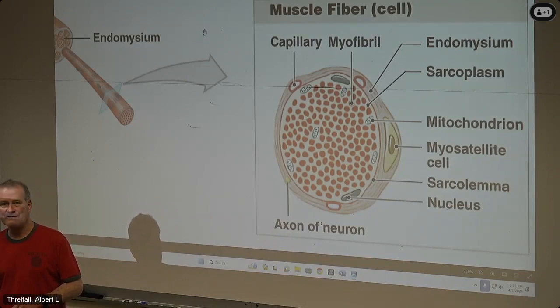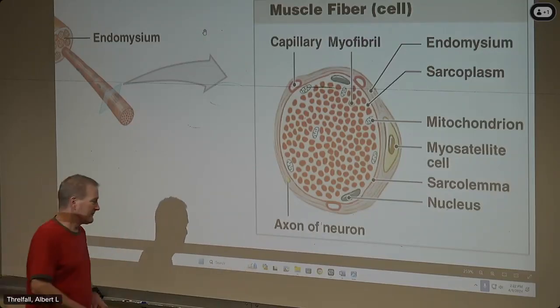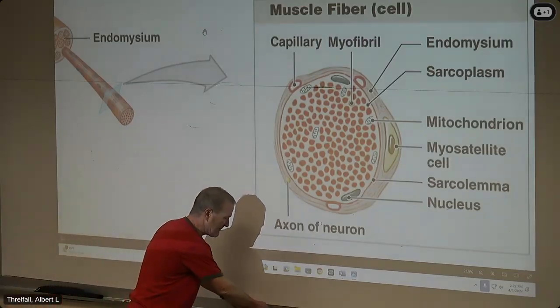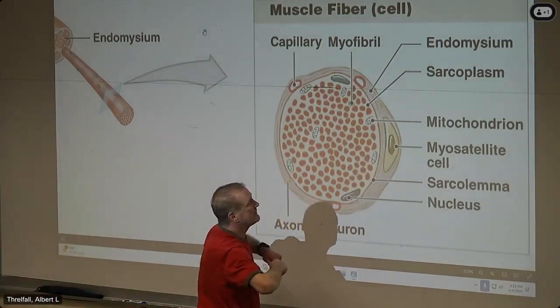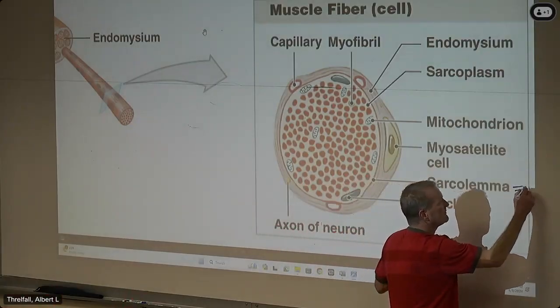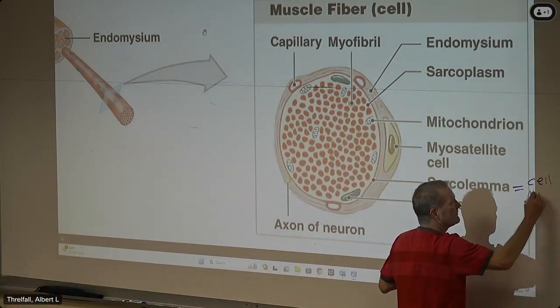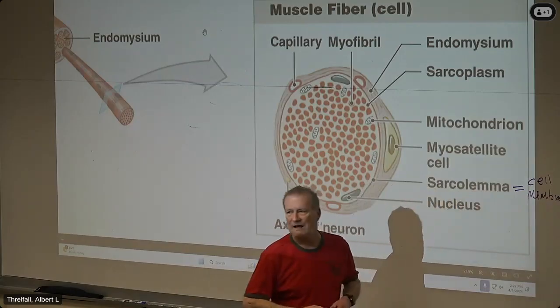How many outer boundaries does the whole muscle have? 2, fascia and epimysium. How many outer boundaries does a fascicle have? 1, the perimysium. Well, muscle cells have 2 outer boundaries. So 2, 1, 2. 2 outer boundaries of a muscle cell. I can't reach endomysium, but they are the endomysium and the sarcolemma. The sarcolemma is just the new name for the cell membrane.